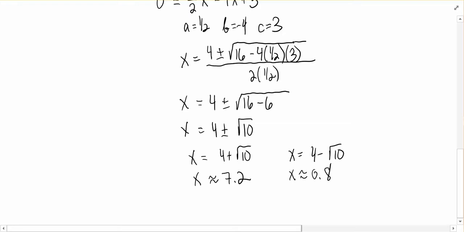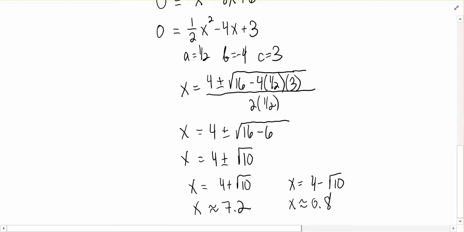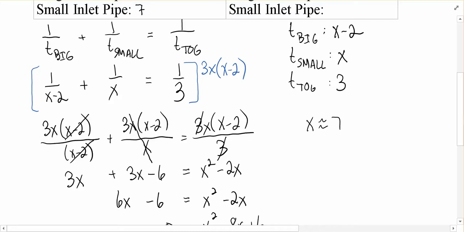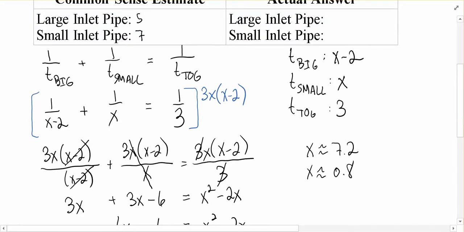Let's go back up to how we defined each of these values. So remember 7.2 and 0.8 were the two values that I got. So x was the time for the small pipe alone. Let's look at our estimates, 5 and 7. We estimated 7 as our ballpark figure. One of our answers is close to that. One is not. Let's look at why that's the case.